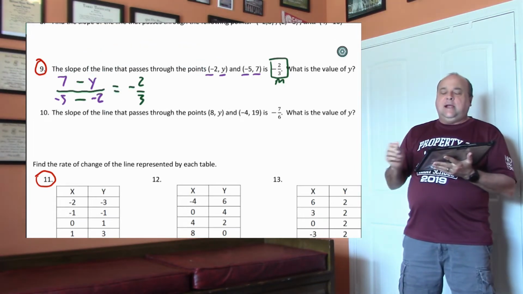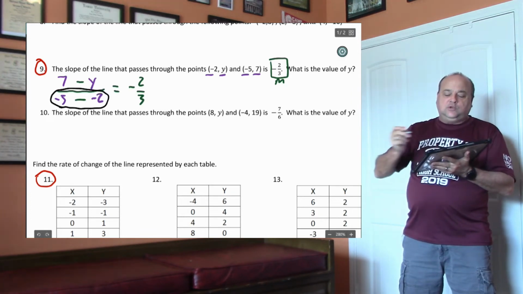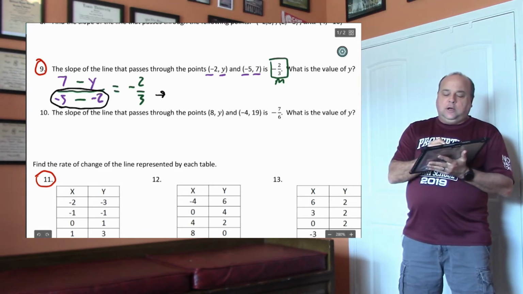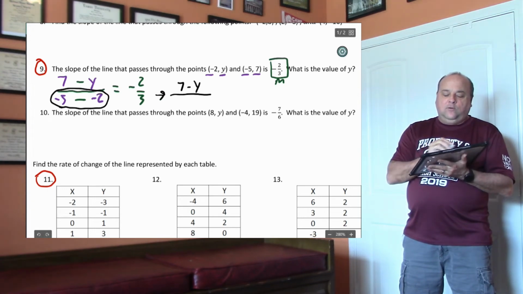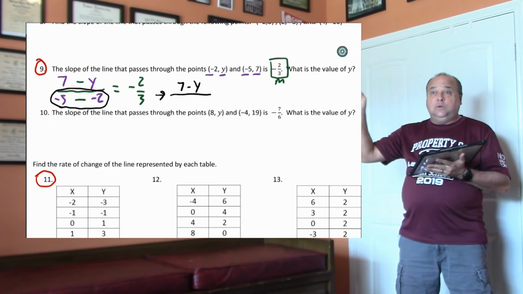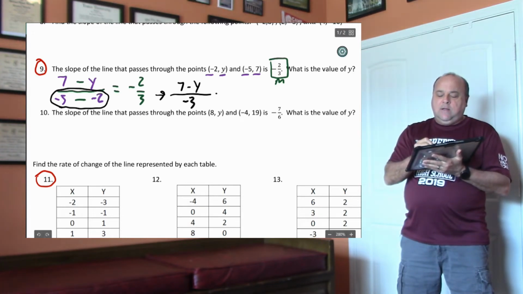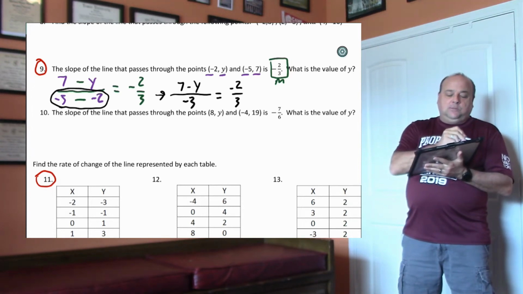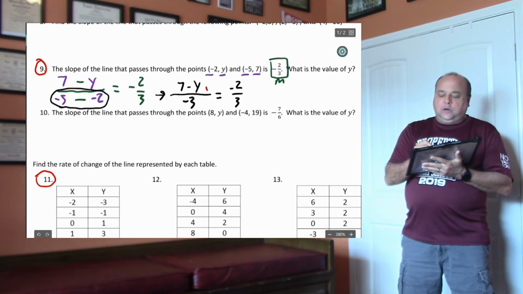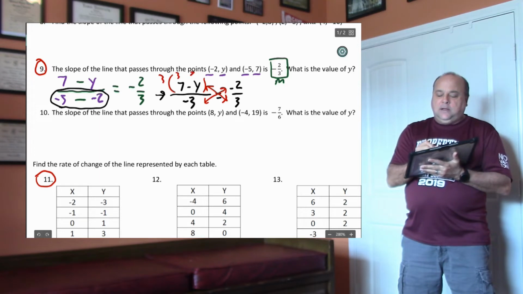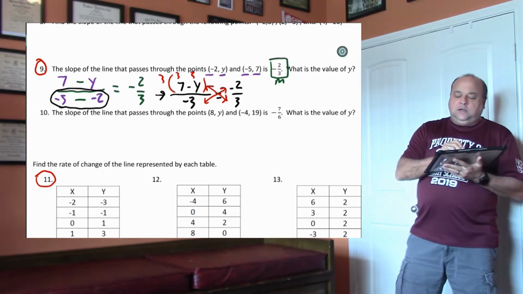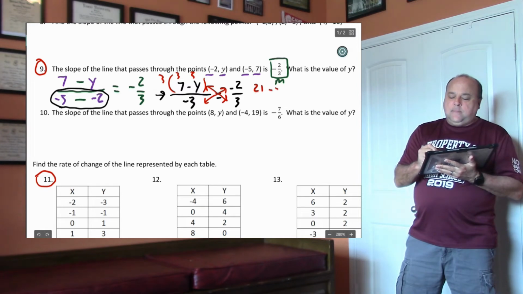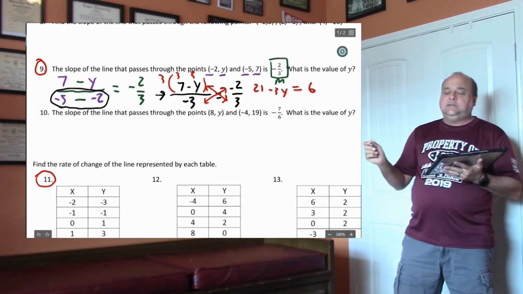Now then, we need to group together this part down here, because we're going to have a proportion here. So I'm going to draw an arrow. I'm going to have 7 minus y over negative 5 minus a negative 2, which is negative 5 plus 2, which is a negative 3, equals negative 2 over 3. Now then, we need to cross multiply and divide. Notice that this 3 is going to get multiplied by the 7 and the y. So 3 times 7 is 21 minus 3y equals a negative 3 times a negative 2, which is a positive 6.